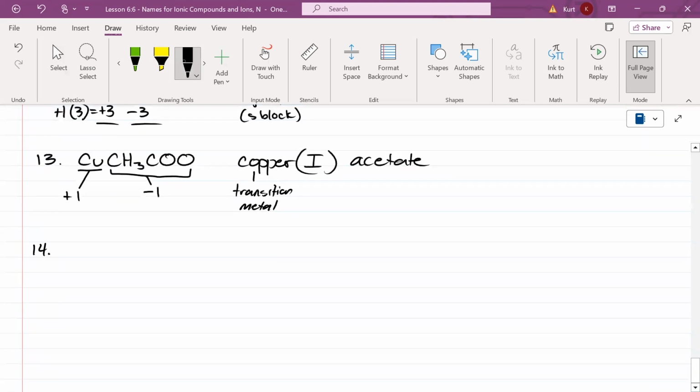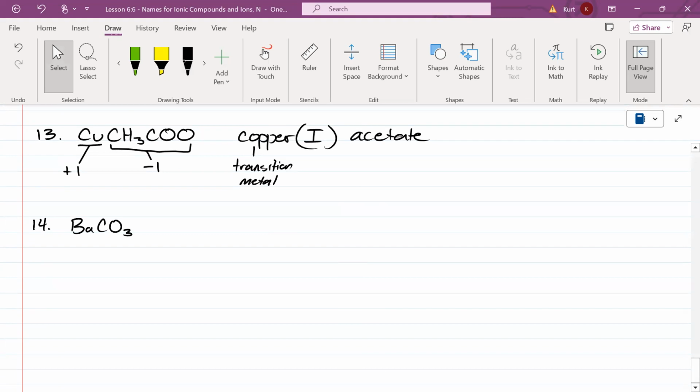Number 14, we have BaCO3. Okay, CO3 is a polyatomic ion you guys memorized. That is carbonate. I'll write it out over here. That is one of your 8. And if you've been studying, you'll know that it has a -2 charge. Notice that there's only one carbonate, CO3.